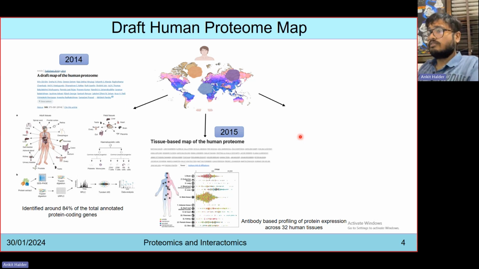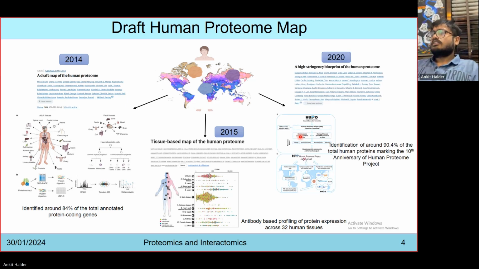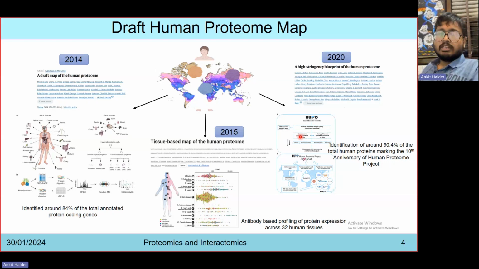So in 2015, they not only did an RNA-seq, the gene level expression of the particular genes in the different organs, but also, across 32 different human tissues, the protein level expression or protein level profiling, giving another comprehensive proteome map, the Human Protein Atlas.